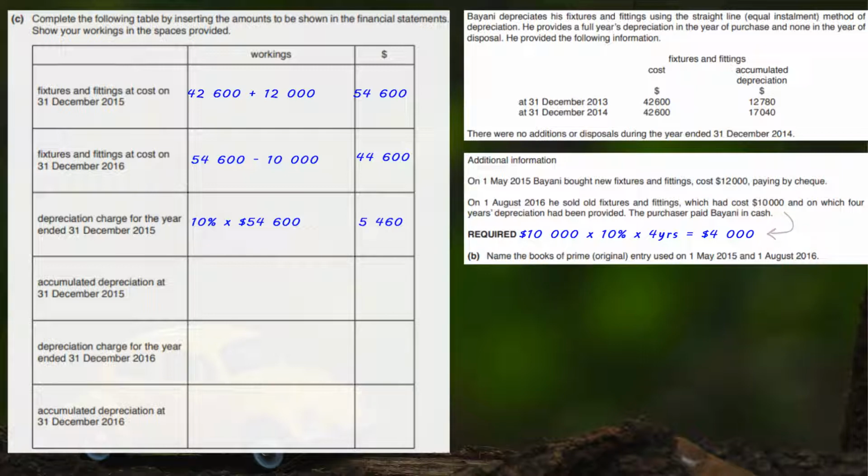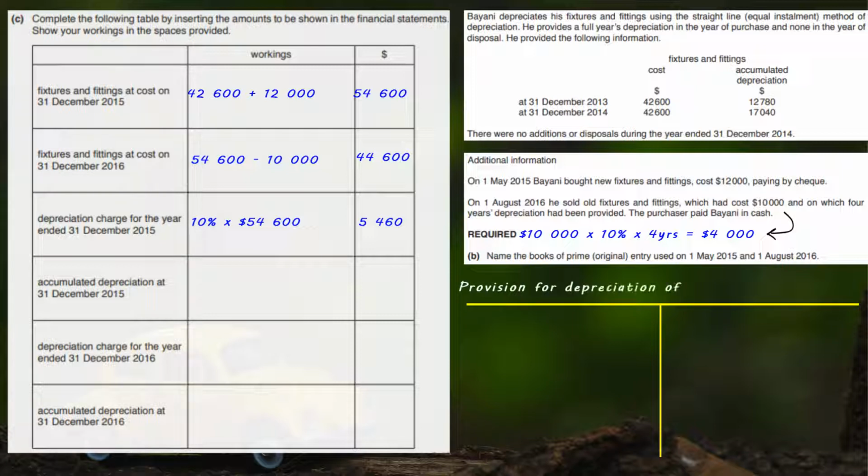Now, how about the accumulated depreciation? To calculate the accumulated depreciation, you can calculate mathematically, or I can show this on a T account. Let's say I have a provision for depreciation of fixtures and fittings account. I know that in the beginning of 2015 my brought down would be 17,040, and for this year the income statement depreciation charge is 5,460.